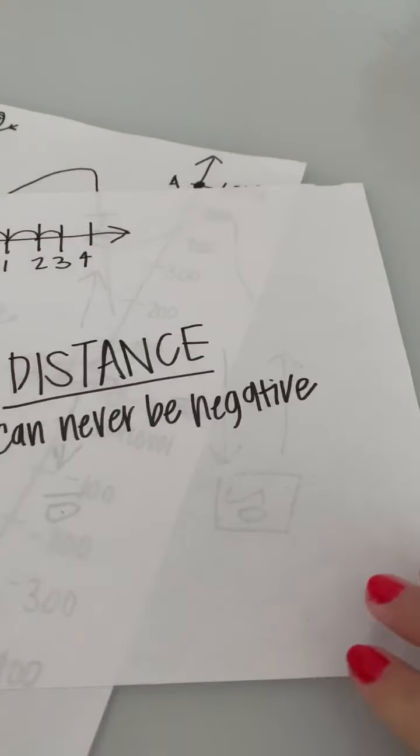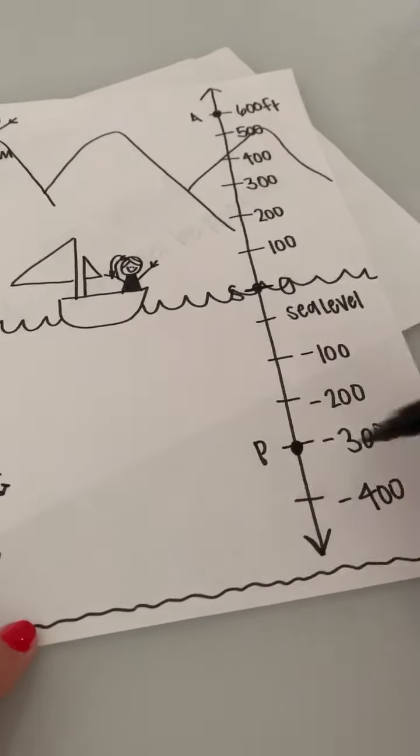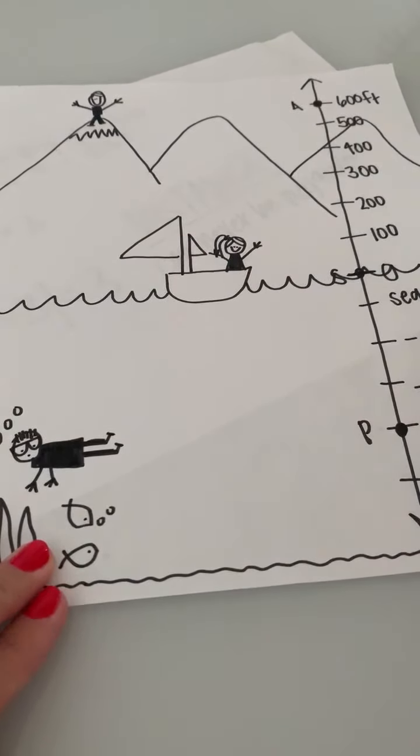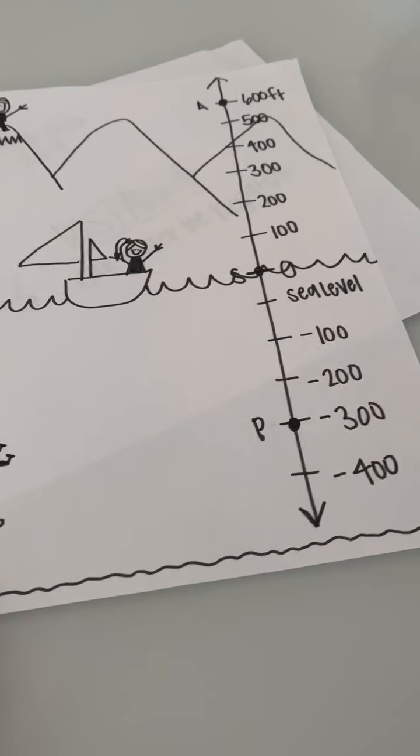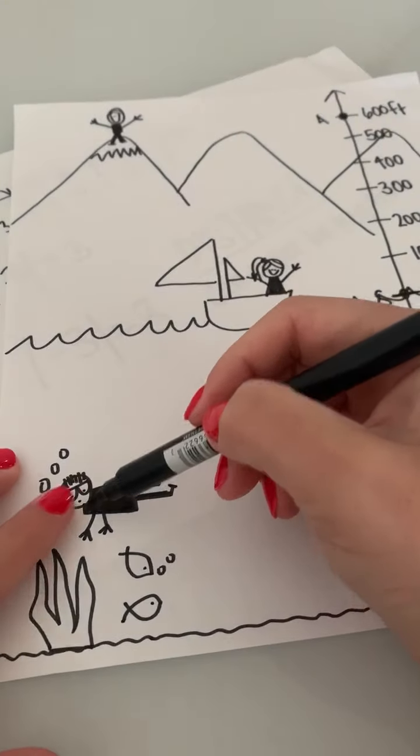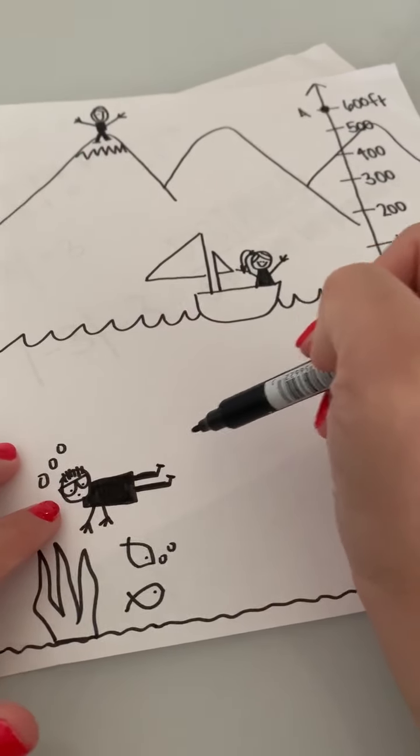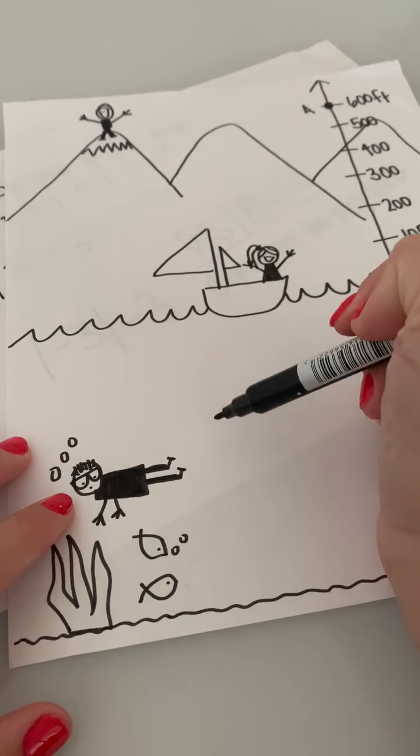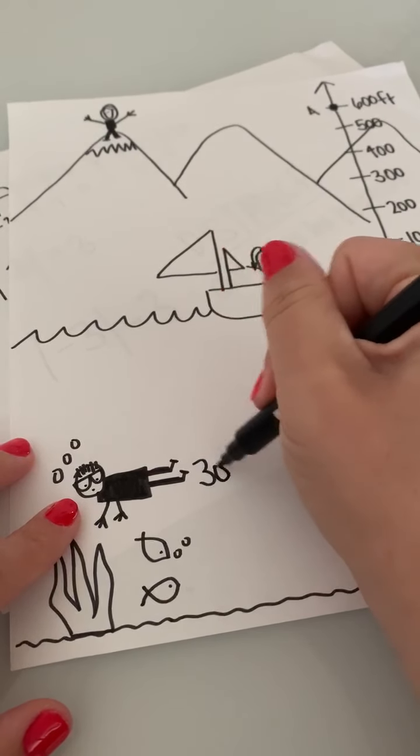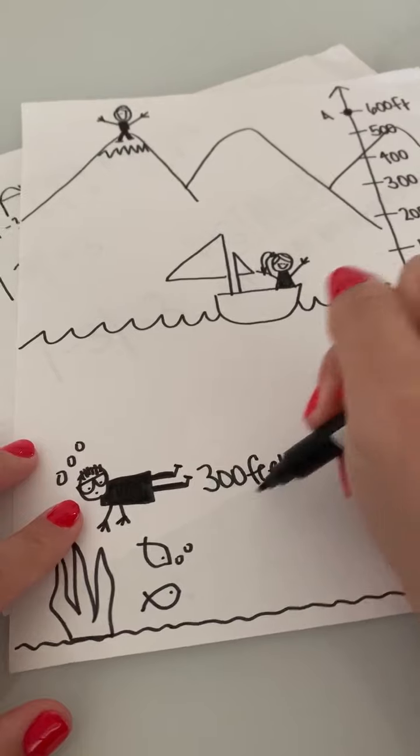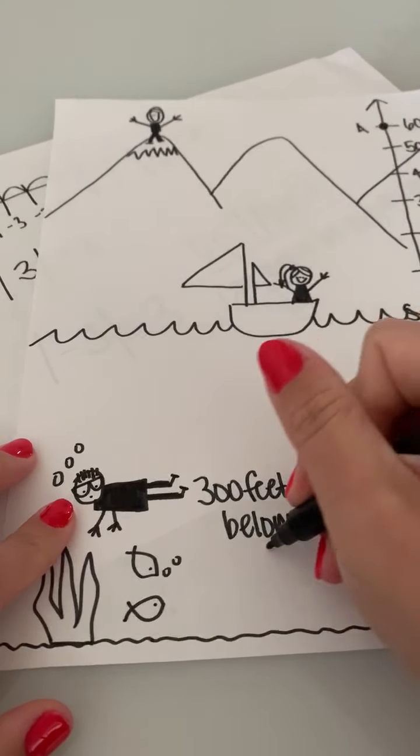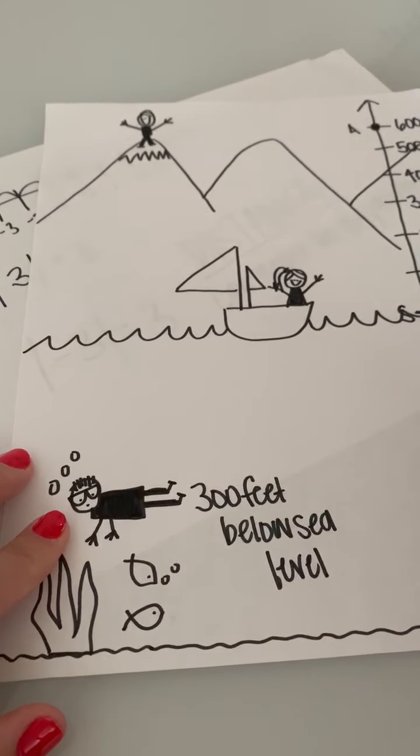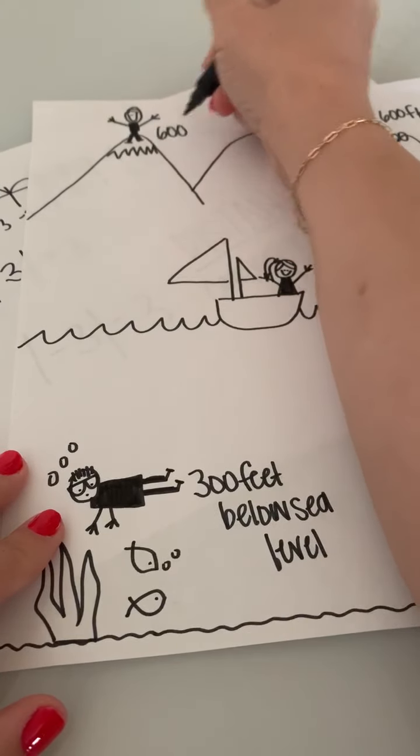And when you're thinking about something like this, Philip might be 300 feet below sea level. We might describe that as negative 300 in math in an abstract way. But if I ask how many feet is he below sea level, we would never say he's negative 300 feet below sea level. We would just say he's 300 feet below sea level. Andrew is 600 feet above sea level.